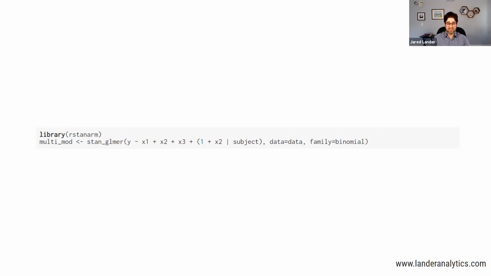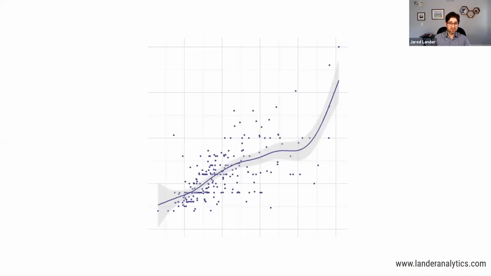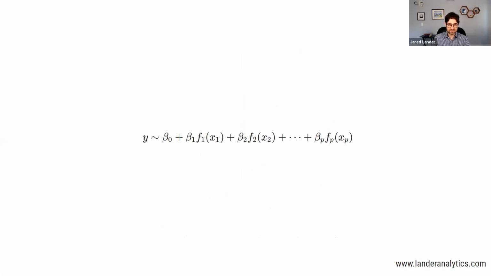Somewhat related to this are generalized additive models, GAMs. These are linear models of wiggliness. Earlier, these points had a straight line going through them. Now we have a curvy line. And the technical term is wiggly. It is a wiggly line. And this is accomplished through a mixture of penalized basis functions.